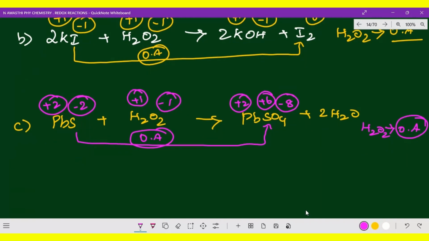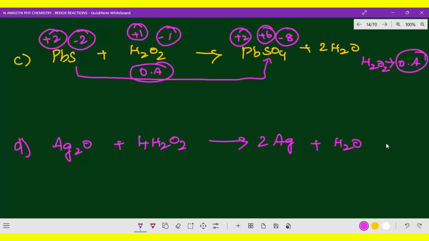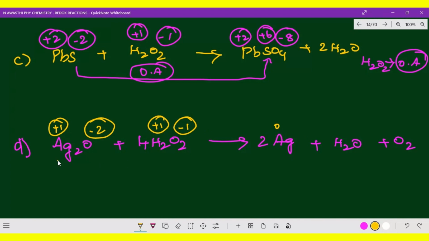Now the last equation, let us check. Option D: Ag2O plus H2O2 gives 2Ag in elemental form plus H2O plus O2. Let us check the oxidation states. Here oxygen is -2, so silver is +1. Of course, in H2O2 oxygen is -1 and hydrogen is +1. Silver is in elemental form, so it goes from +1 to 0.